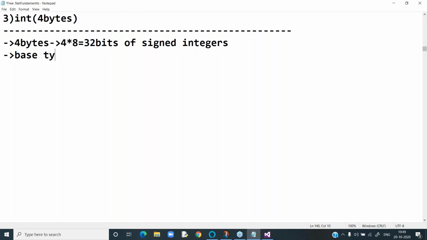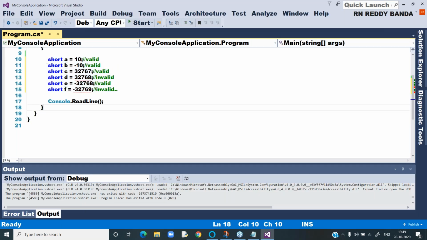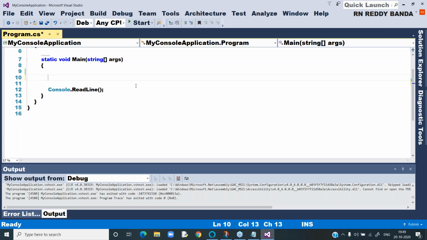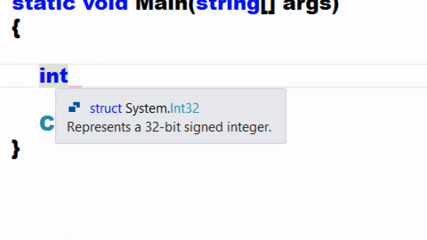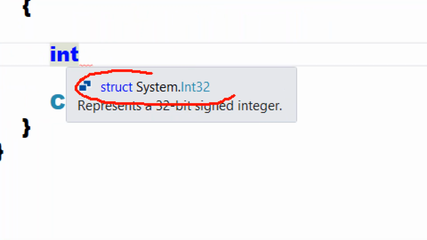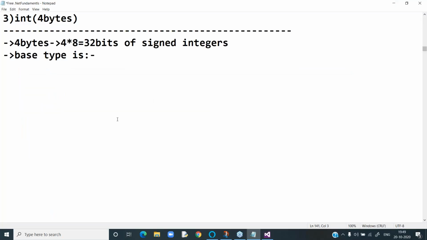Next, the base type is int, that is System.Int32. The base type of int is System.Int32.